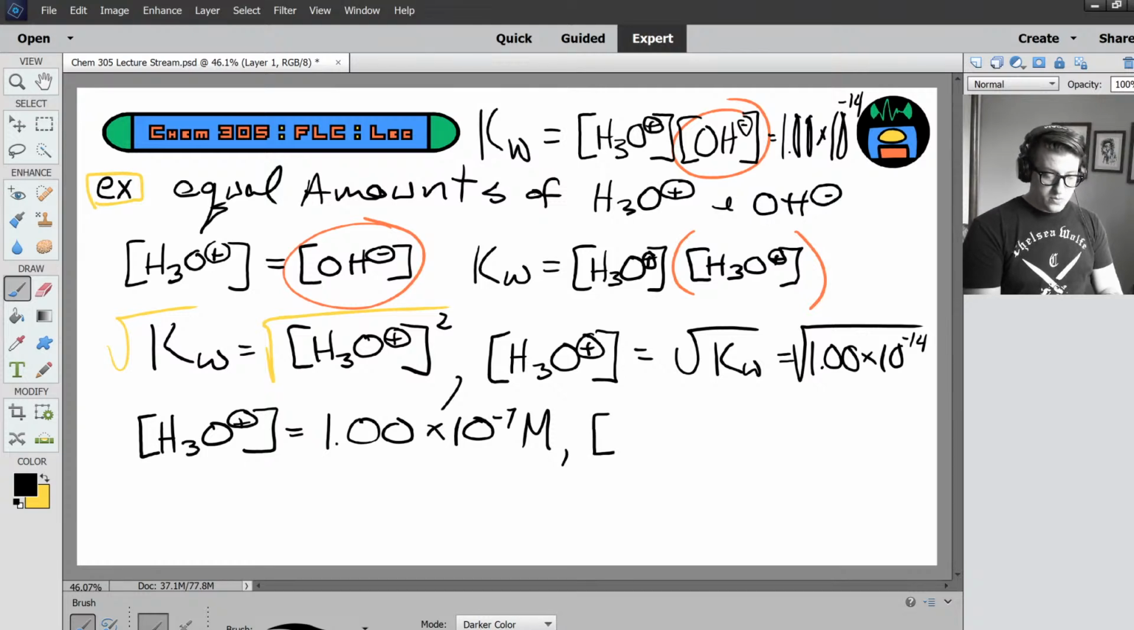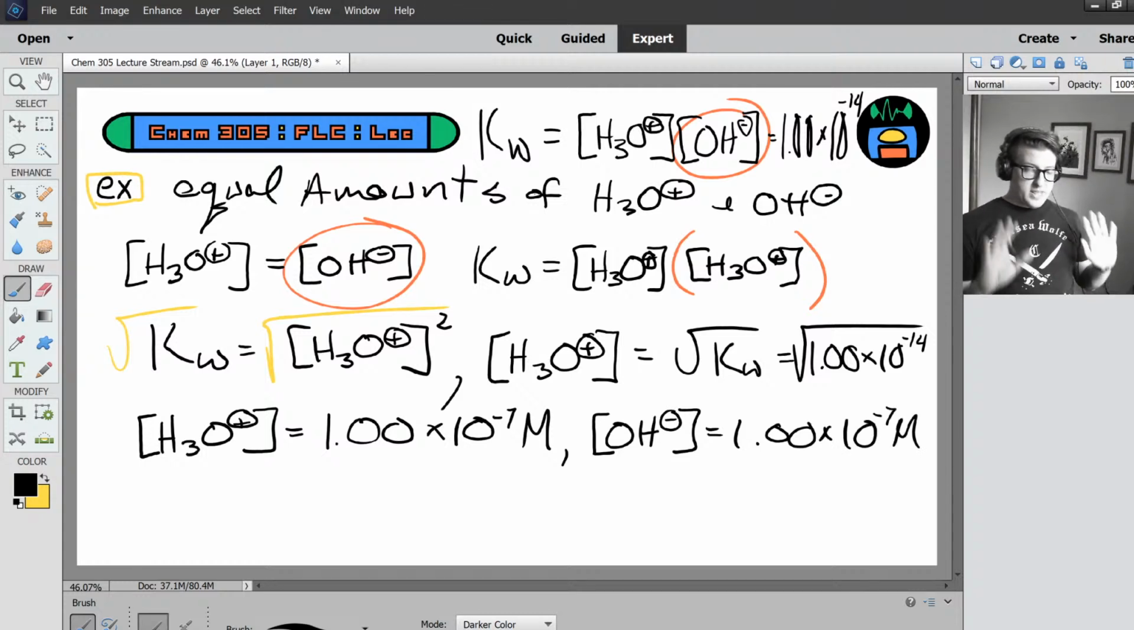And we know that the concentration of hydroxide will be the same because that was the condition under which we solved this problem. So when the amounts of hydronium and hydroxide in a solution are equal, they'll each have a concentration of 1.00 times 10 to the negative 7 molar. All right.